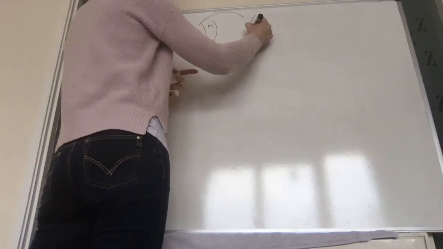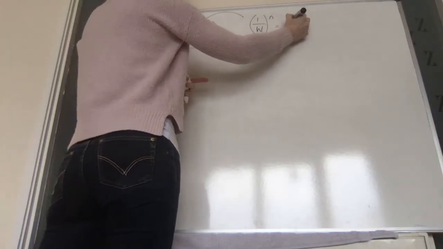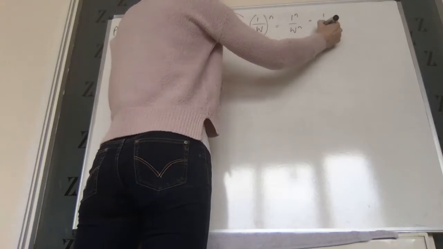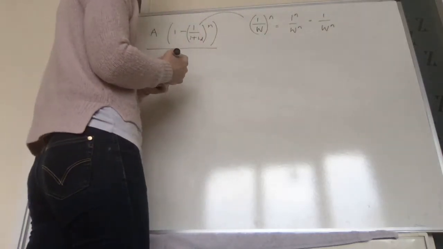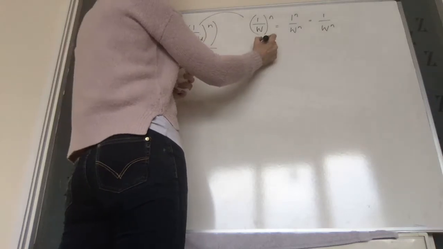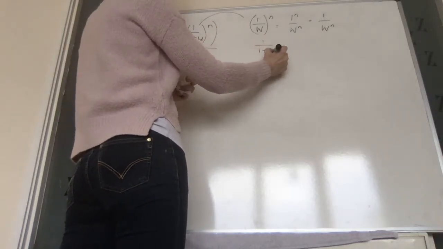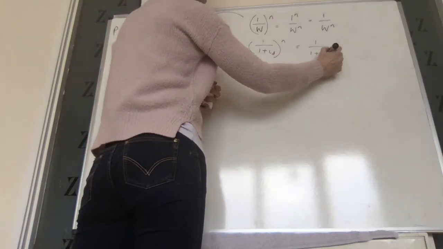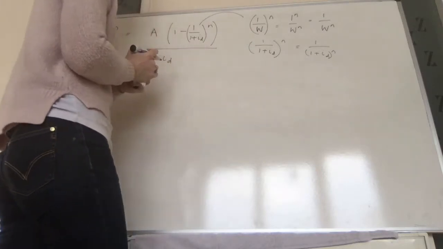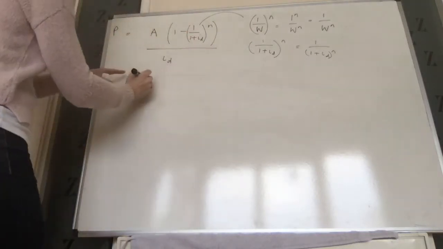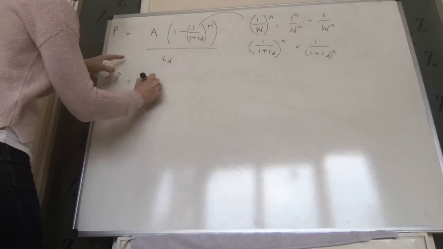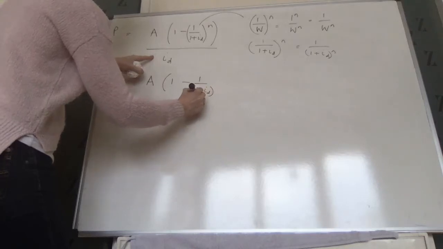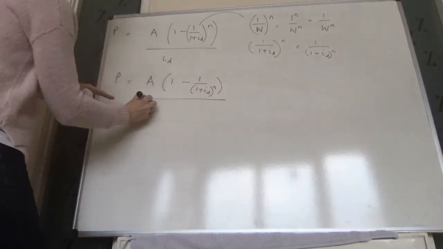The next thing we're going to do is note that 1 over w to the power of n, we've spoken about this before, is 1 to the power of n over w to the power of n, which is 1 over w to the power of n. Okay, so in this situation, 1 over 1 plus I to the power of n is just 1 over (1 plus I) to the power of n, like that. Okay? So that means I can equate, so P is equal to A times 1 minus 1 over 1 plus I to the power of n, over I.